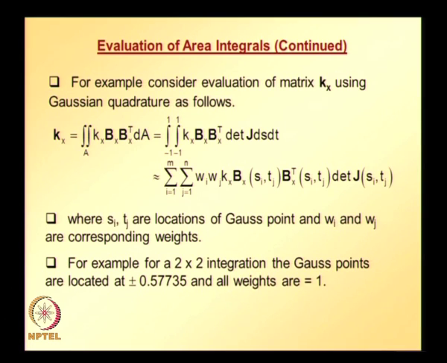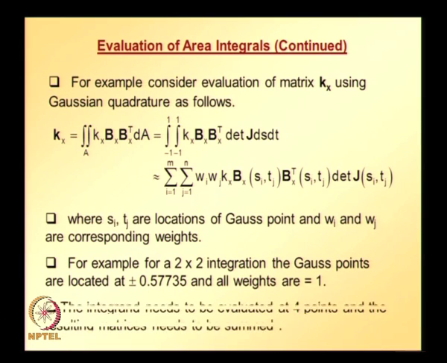So, we need to evaluate, if we decide to use 2 by 2 integration, the integrand needs to be evaluated at 4 points and the resulting matrices need to be summed up, and whatever the formula that is shown, kx is not assumed to be a function of spatial coordinates x, y or S, T if the coefficient is not constant, unlike what is shown here.